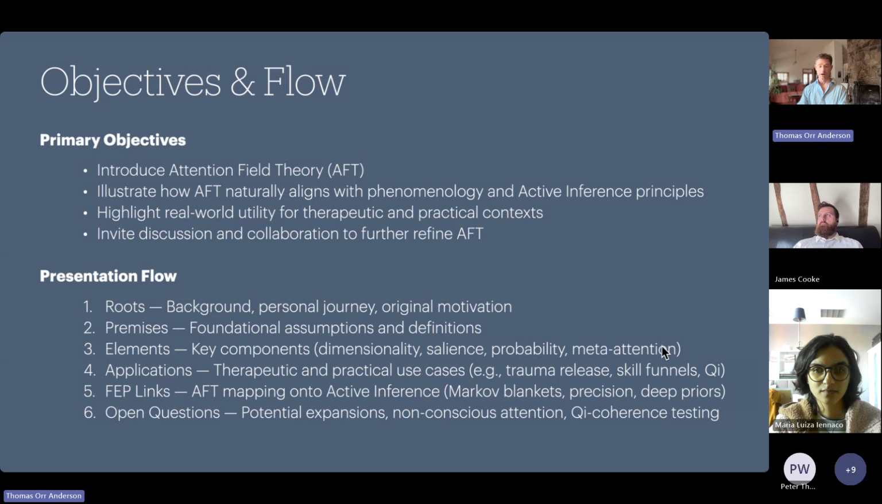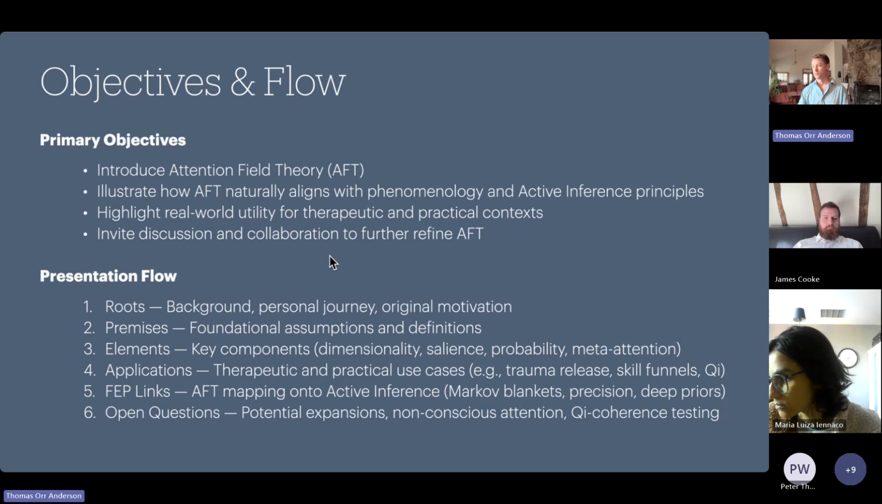So the objectives and flow of my presentation, briefly: I'll introduce the model and illustrate how it appears, at least from my naive perspective, to align with both phenomenology and active inference principles, highlight some of the real world utility for therapeutic and practical contexts, and most importantly, and this is why I will move relatively rapidly, invite discussion and collaboration. I'm really looking forward to discussing these things with you all.